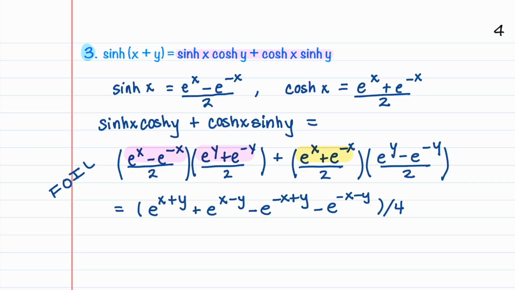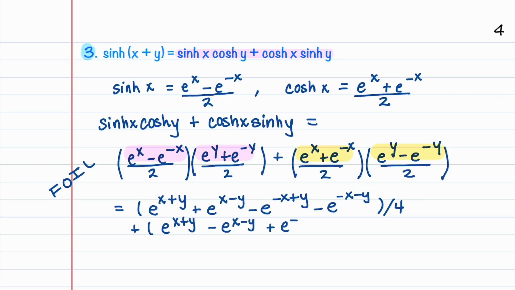Now we're going to multiply this term times this term. So we're going to multiply the first terms. So this is e to the x plus y. And then we're going to multiply our outer terms, which is minus e to the x minus y. And then the inner terms, which is plus e to the minus x plus y. And then lastly, the last terms, which is minus e to the minus x minus y. And all of that is also divided by 4.